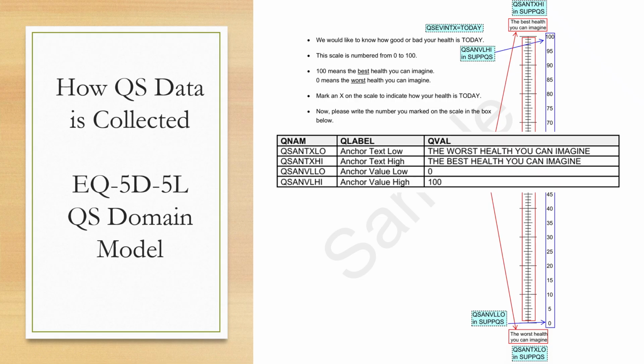However, when the subject is selecting these values, you will see that the value for the anchor value low is marked as 0, and the maximum best health you can imagine on this scale is 100. So based on that, the QVAL will always have the values of 0 and 100 for the low and high subscale values here. This is defined in your CDISC standard form for the EQ-5D-5L questionnaire. So we will be creating all these 4 subscale records for each subject in your SDTM dataset.